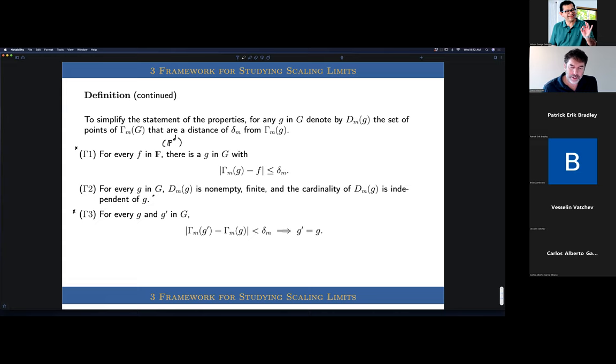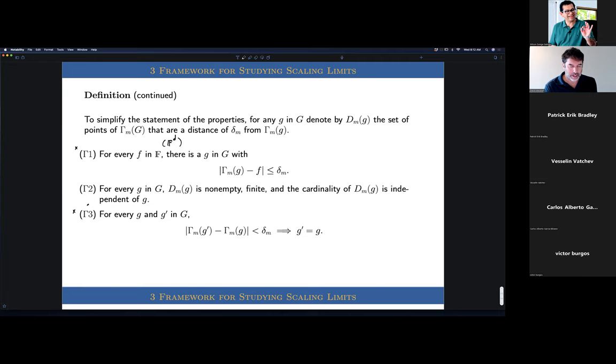So for every G in G, D_M of G is non-empty, finite, and the cardinality is independent of G. This is so that the embedded discrete space looks like a local uniformity, right? It looks like a grid. Though I'm not sure we need this. And gamma three, I think I'm on the fence.